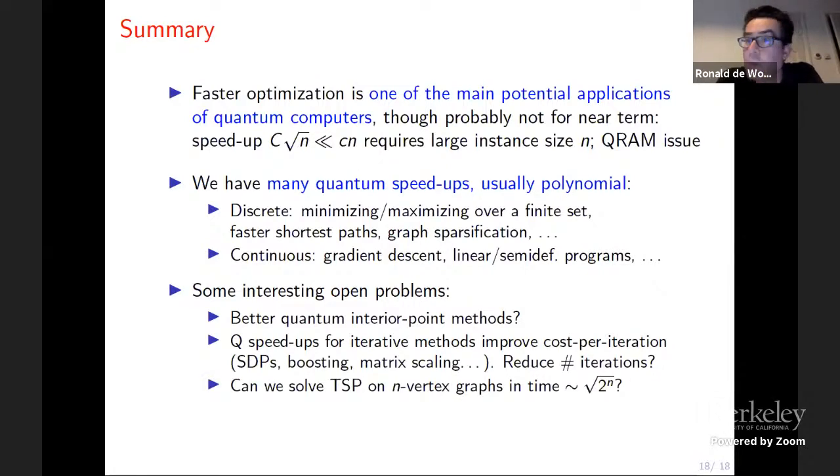Can we solve the traveling salesman problem with a quadratic speedup? Lots of journalists say that we can solve TSP in polynomial time. We don't even have a quadratic speedup yet.